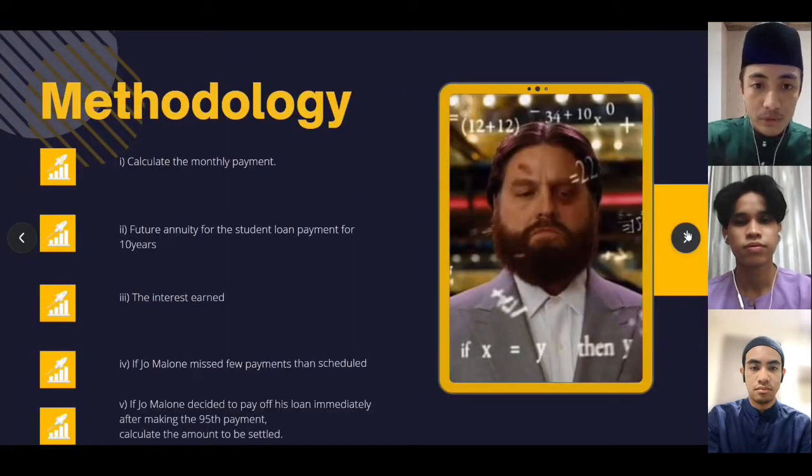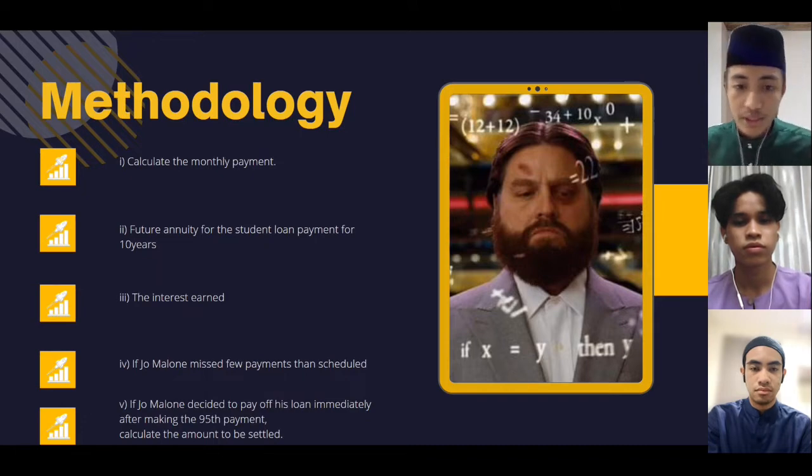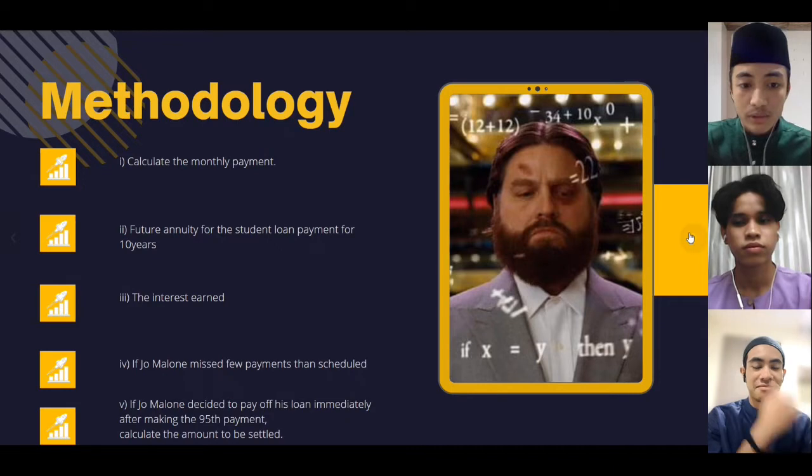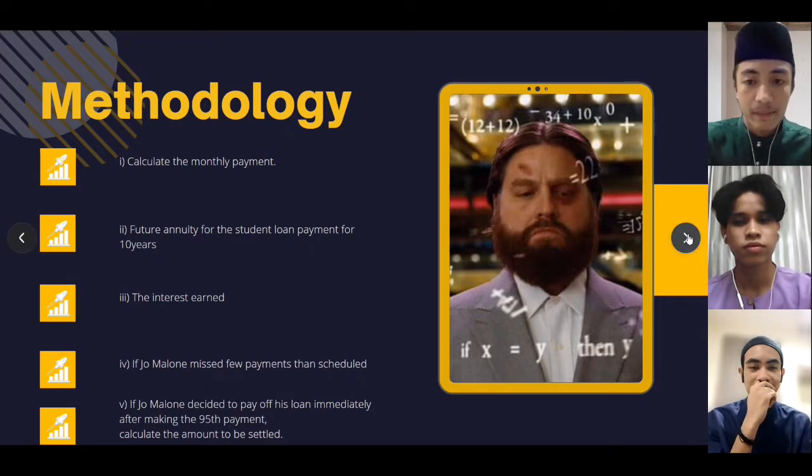Next, methodology. So the first question, calculate the monthly payment. Second one, future annuity for the student loan payment for 10 years. Third one, the interest earned. And the fourth situation, if Joe Malone missed a few payments than scheduled. And the last situation, if Joe Malone decided to pay off his loan immediately after making the 95th payment, we need to calculate the amount to be settled. Next.